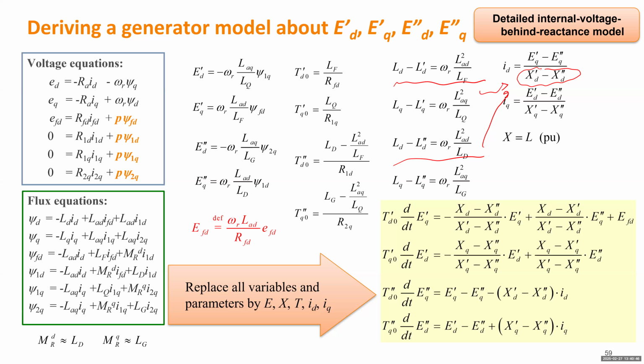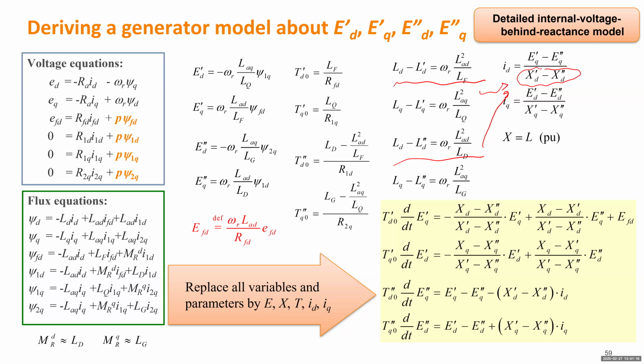I just gave you the final answer. There will be 4 equations. That's the only answer if you follow using all the formulas here. And your goal is to have only T, capital E, and X. That's it, right? Also current. This is the final answer. And this is equivalent to the voltage and flux linkage equation together.